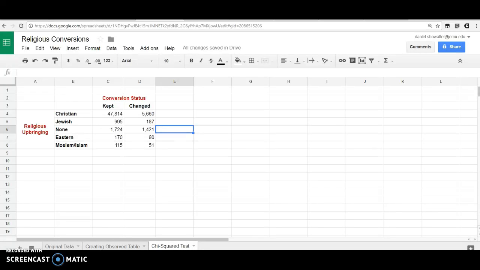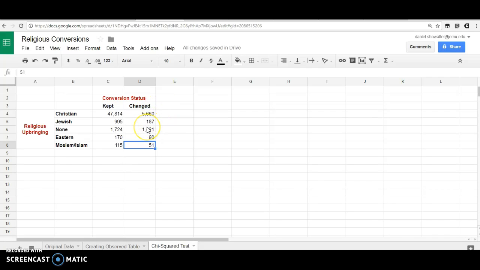Okay, so see the first video if you want to see how we got this data in here. But again, just a reminder that each one in these cells represents a person. So for example, we have 51 people in our sample who were raised in the Muslim-Islam religion, but who eventually converted by the time that they took the survey as an adult.